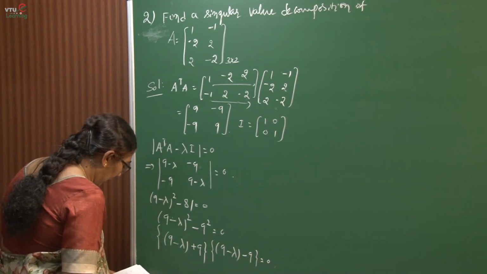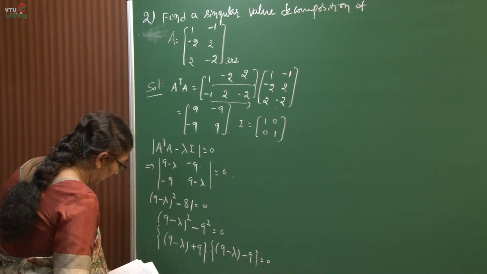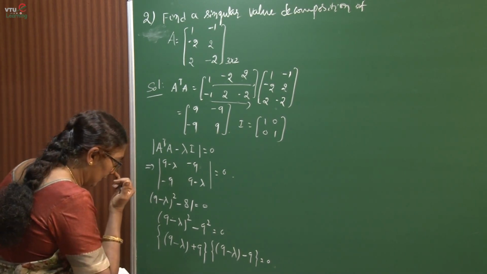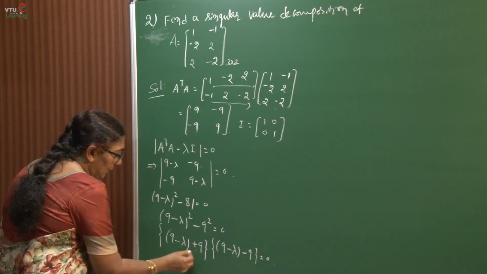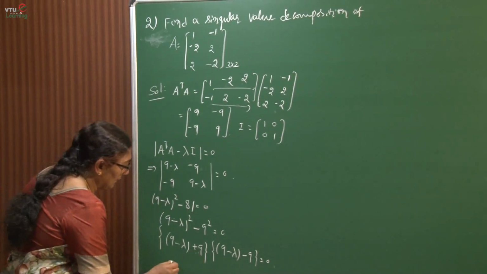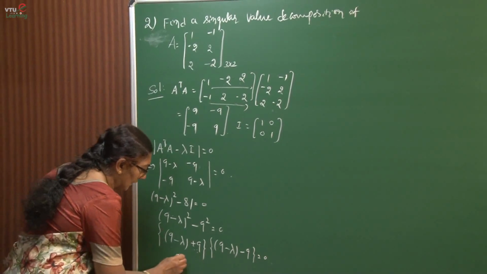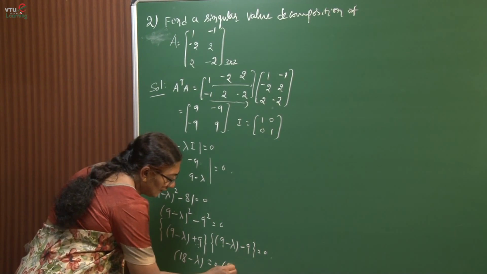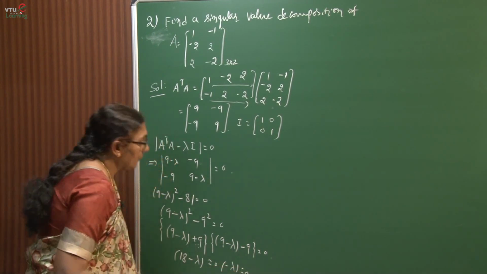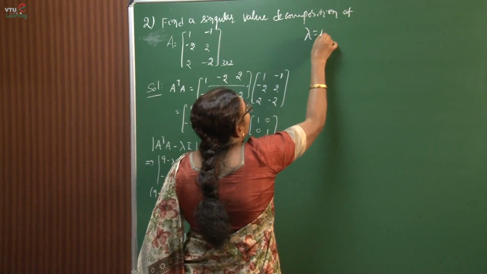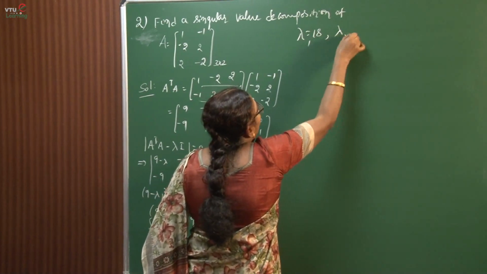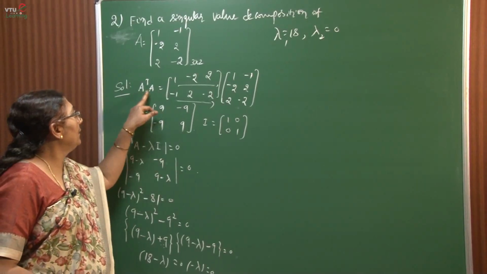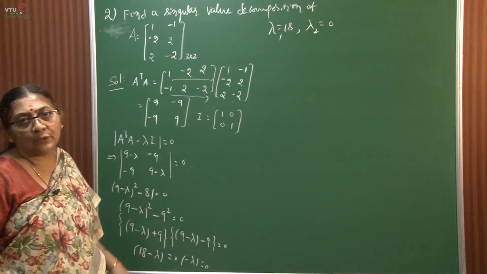Then what are the values? Observe carefully and simplify that. 9 plus 9 is 18, so 18 minus lambda equal to 0. In the other factor, plus 9 minus 9 is cancelled, so minus lambda equal to 0. Therefore we finally get lambda 1 equal to 18 and lambda 2 equal to 0. How many roots are we expecting? 2, because the order of A transpose A is 2 cross 2.